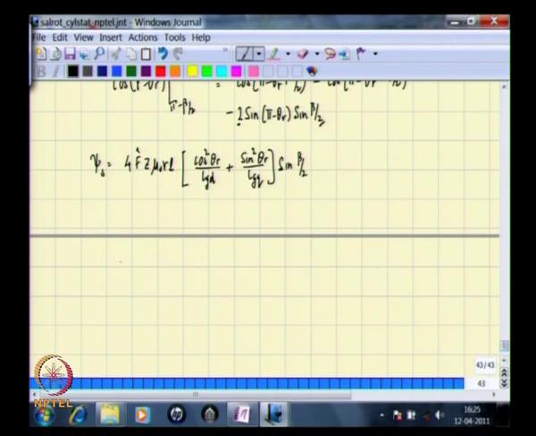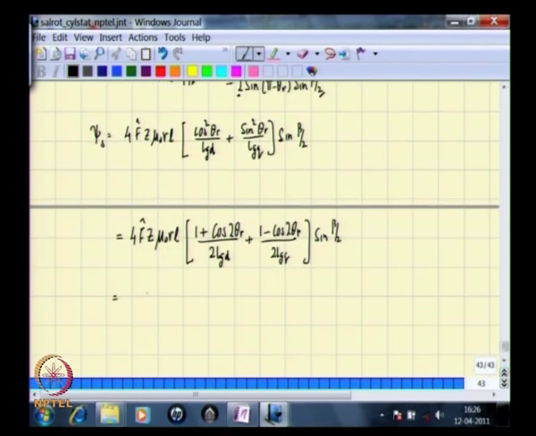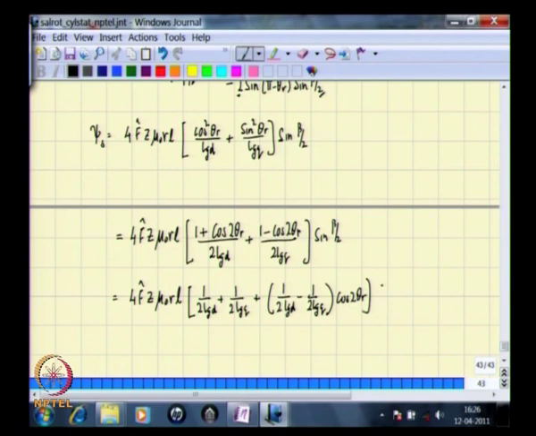Now this can further be simplified as 4 f hat z mu naught r l into 1 plus cos 2 theta r by 2 times L G D plus 1 minus cos 2 theta r by 2 times L G Q into sin beta by 2, and we rewrite this as 4 f hat z mu naught r l into 1 by 2 L G D plus 1 by 2 L G Q plus 1 by 2 L G D minus 1 by 2 L G Q into cos 2 theta r into sin beta by 2.